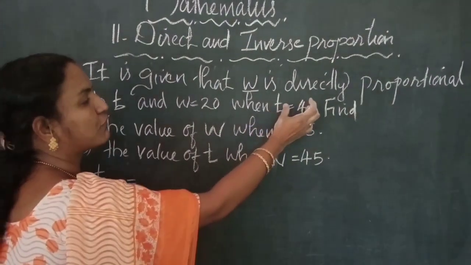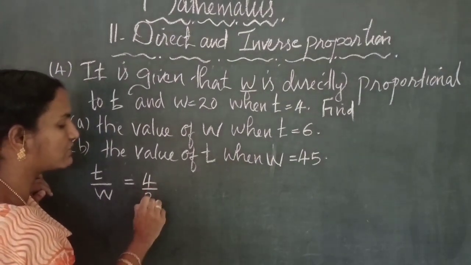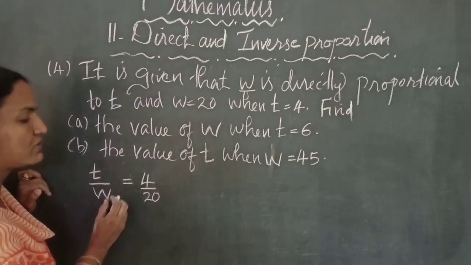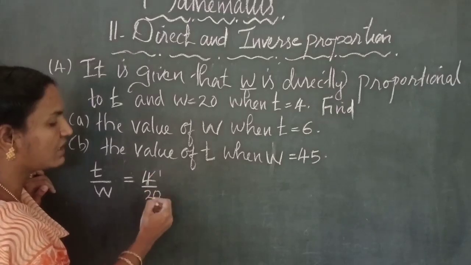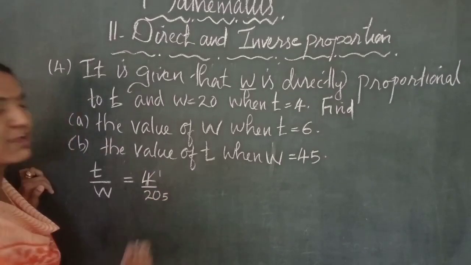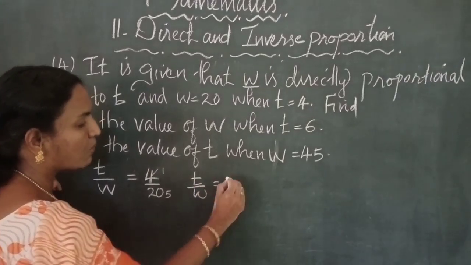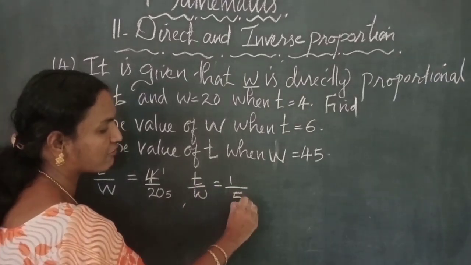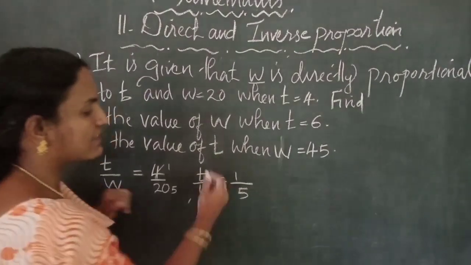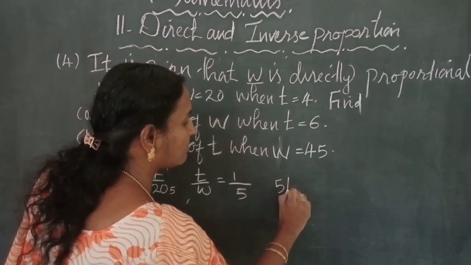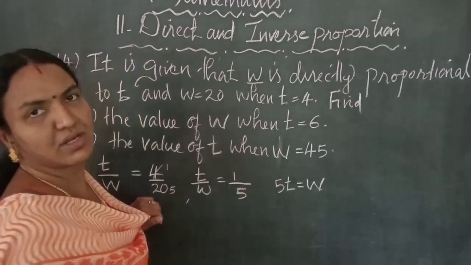Here T is equal to 4 and W is equal to 20. So T by W is equal to 4 by 20. We can cancel 4 and 20: 1 4 is 4 and 5 4s are 20. So T by W is equal to 1 divided by 5. By applying cross, 5T is equal to W.